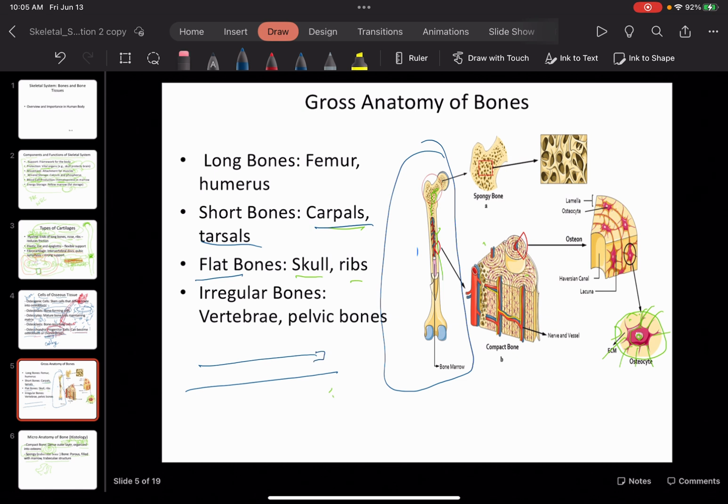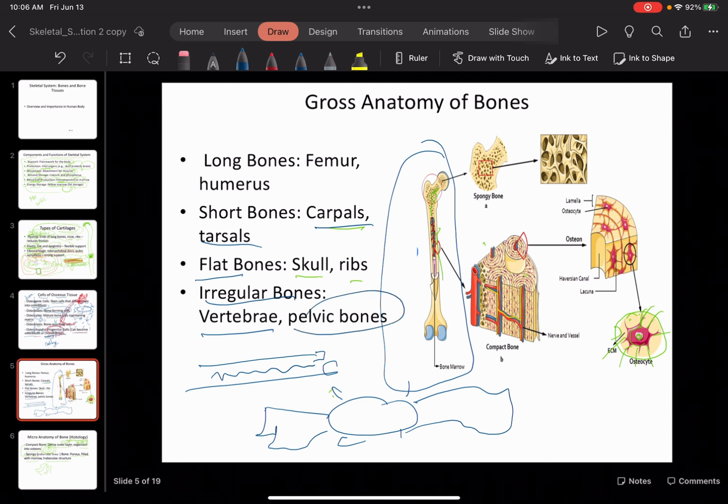Compact bone, you see on both sides, spongy bone in the middle. Irregular bones, an example is vertebra. When you look at a vertebral bone, it doesn't have a particular shape. So it's an irregular shape. And also pelvic bones. So I'm going to explain a few things over here. It's a long bone, an example of the long bone.